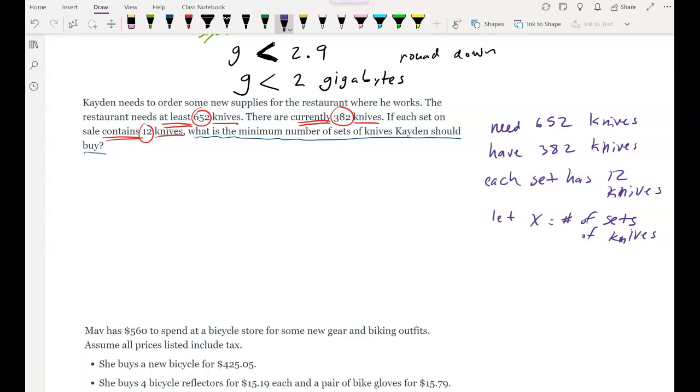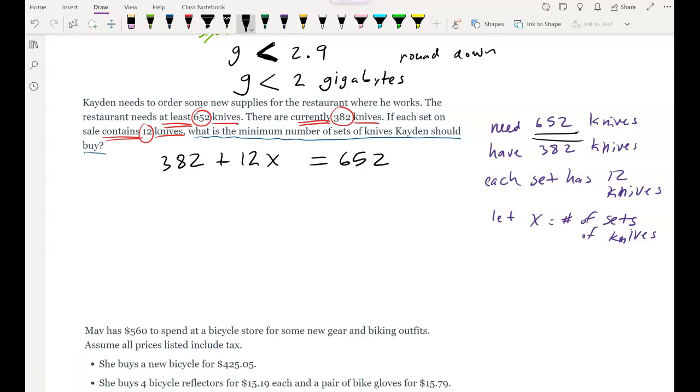Okay. Now we can begin to write our equation in the how equals the total. I'm going to start off with my equal sign. What's my total? Well, my total is they need 652. How are we going to get to that total? Well, the how is they already have 382 knives, and then Caden is going to order sets of knives. We don't know how many, but there are 12 knives in each set. So 12 multiplied by the number of sets of knives, and that will get us to the 652.